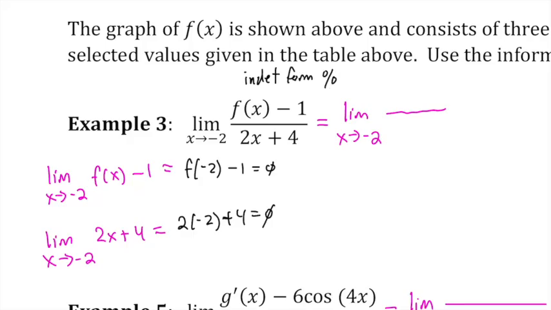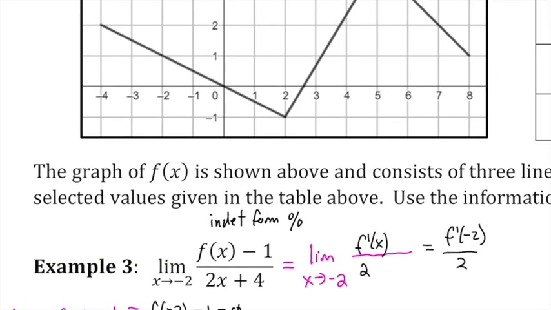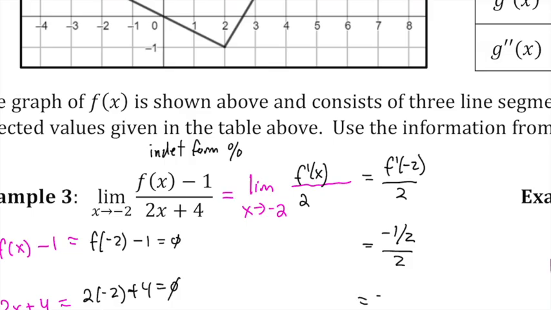Now let's take the derivative of the top. The derivative of f of x is f prime of x. The derivative of minus 1 is 0. On the denominator, the derivative of 2x is 2, and the derivative of 4 is 0. Now we just need to substitute our value in. So we have f prime of negative 2 over 2. The derivative at negative 2, so the slope of this line, is negative 1/2. And so my final answer is going to be negative 1/4.